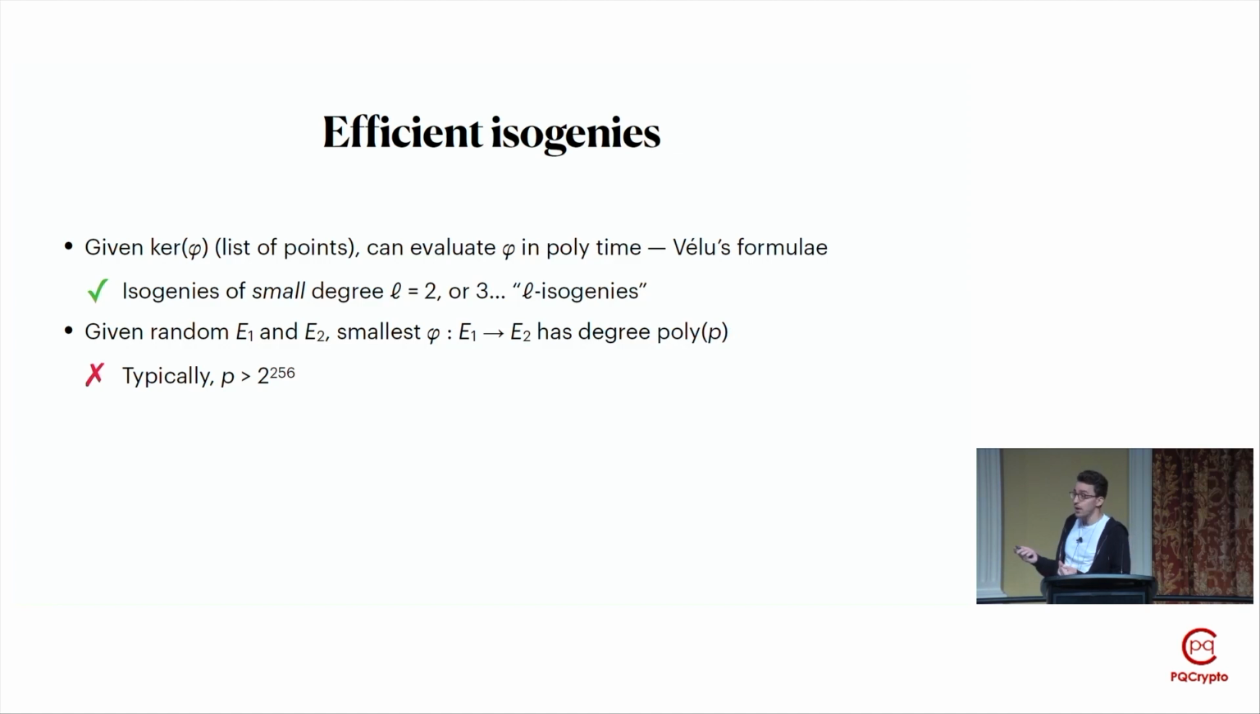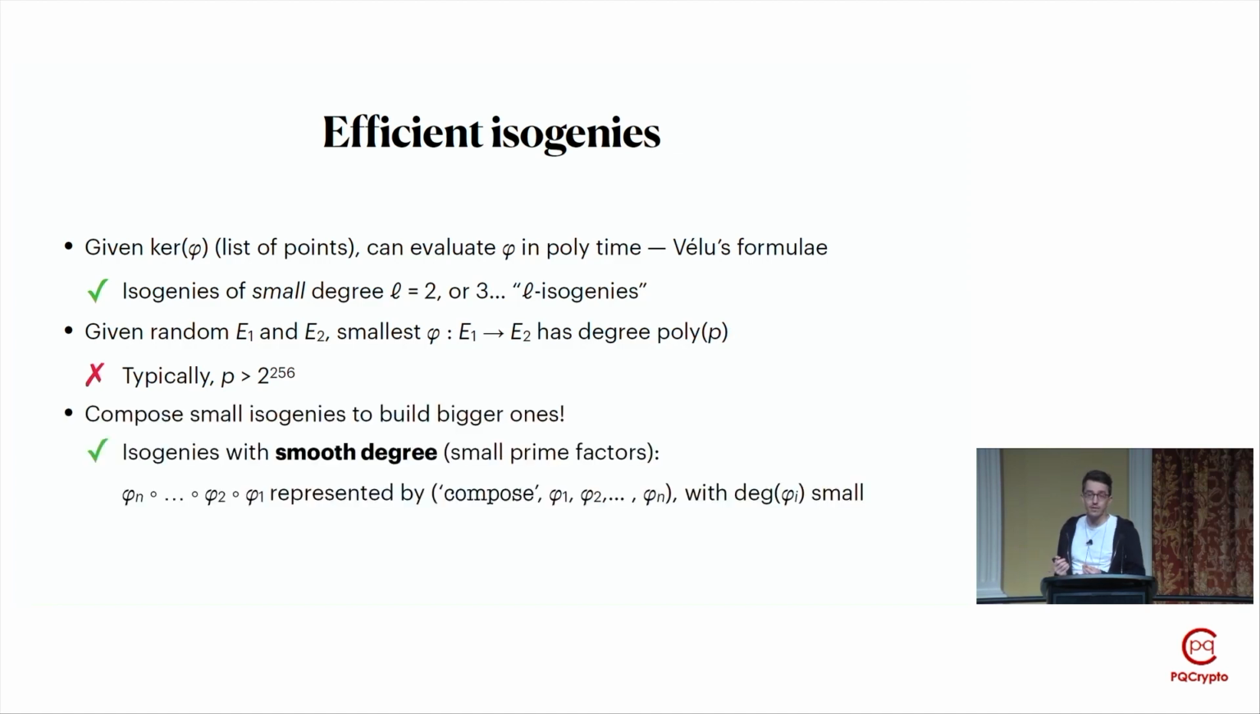However, what you can do is use these small degree isogenies as building blocks. You can compose them together to build larger degree isogenies. As the degree is multiplicative, as you compose maps, you can get fairly fast to large degree isogenies. So like that, you can represent an isogeny of smooth degree, smooth meaning that all the prime factors of the degree are small. And then you can decompose your isogeny as a composition like that and represent each factor by the first method.